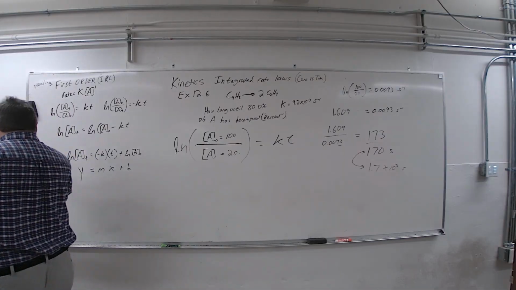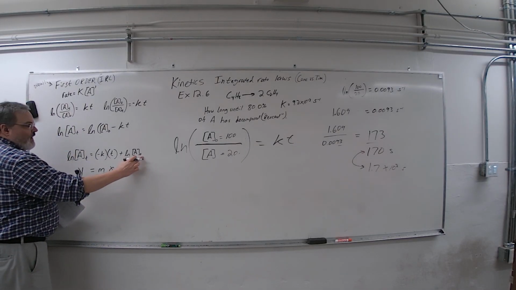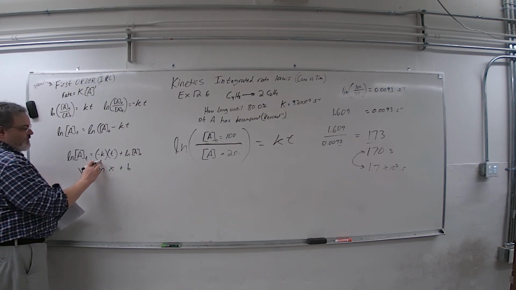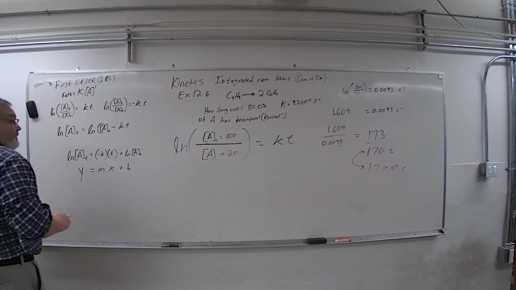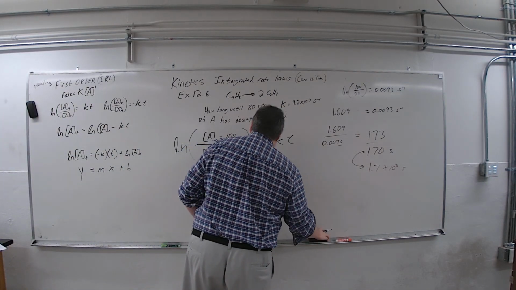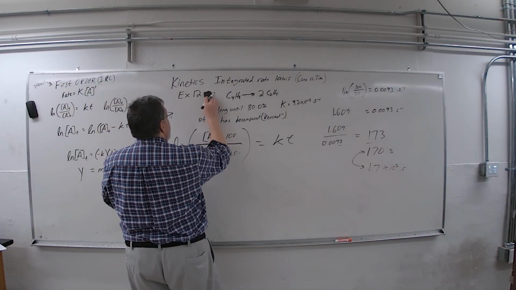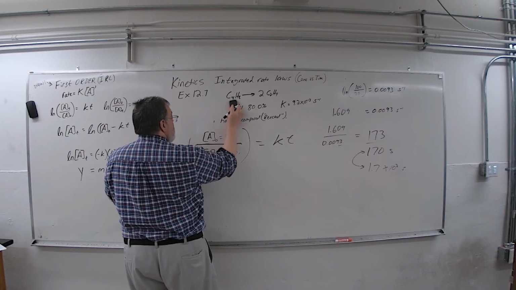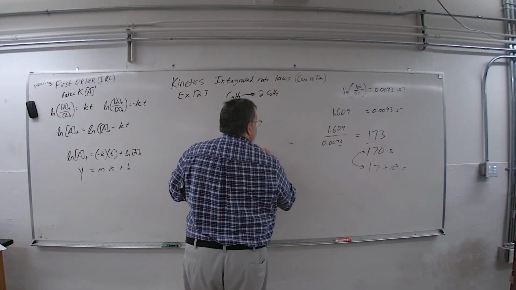All right. Now this is y equals mx plus b. Y-intercept, y-axis, you've got your slope, and the x value is t. It's like I said before, we're doing time versus concentration now. It's concentration of the only thing that's there, A. This is 1207 versus time.